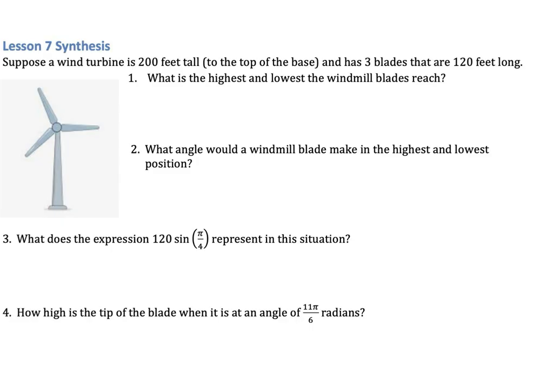It says, suppose a wind turbine is 200 feet tall to the top of the base. So that means this portion right here is 200. And it has 3 blades that are 120 feet long. Now, I know already that this 120 feet long, if it was going to the top, that means this entire distance would be 320 feet. Okay, then it says, what is the highest and lowest the windmill blades reach?